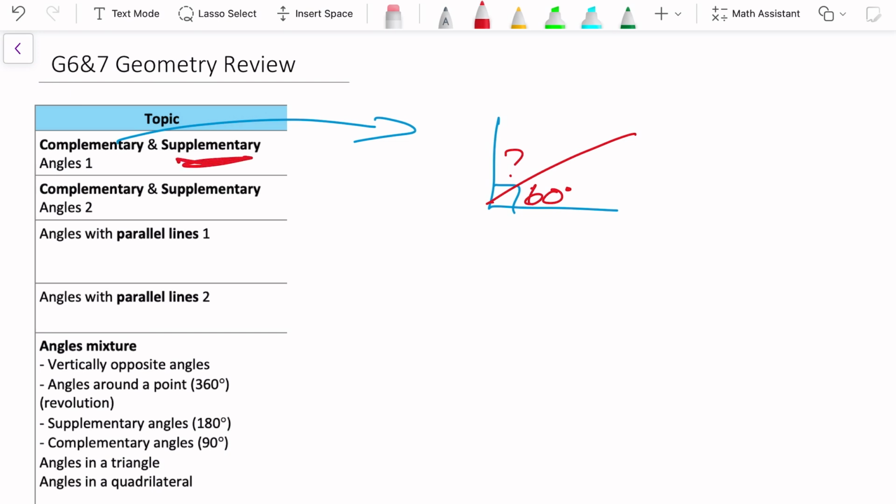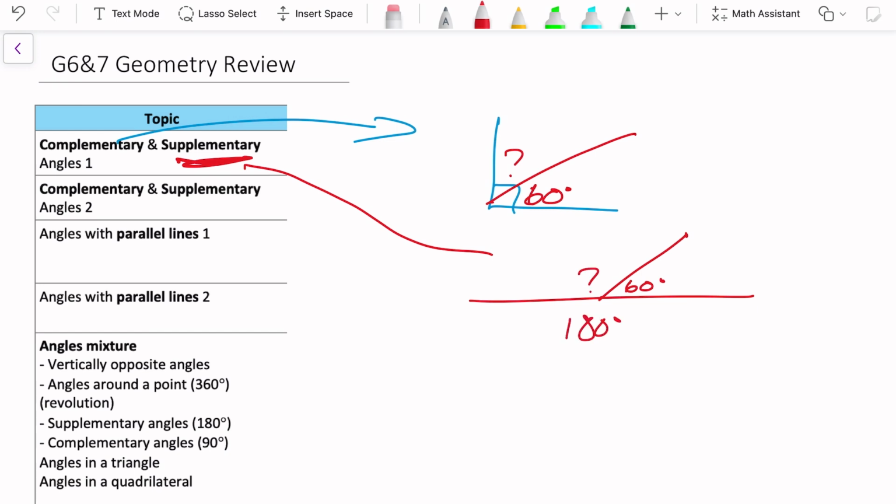Supplementary was the angles on a straight line. So we all remember, hopefully, angles on a straight line add up to 180. So that was 60 degrees in this case. What would that be? So you'd say 180 degrees minus 60 degrees equals 120. And of course there might be more than one angle making up the angles on the straight line, but they all add up to 180.